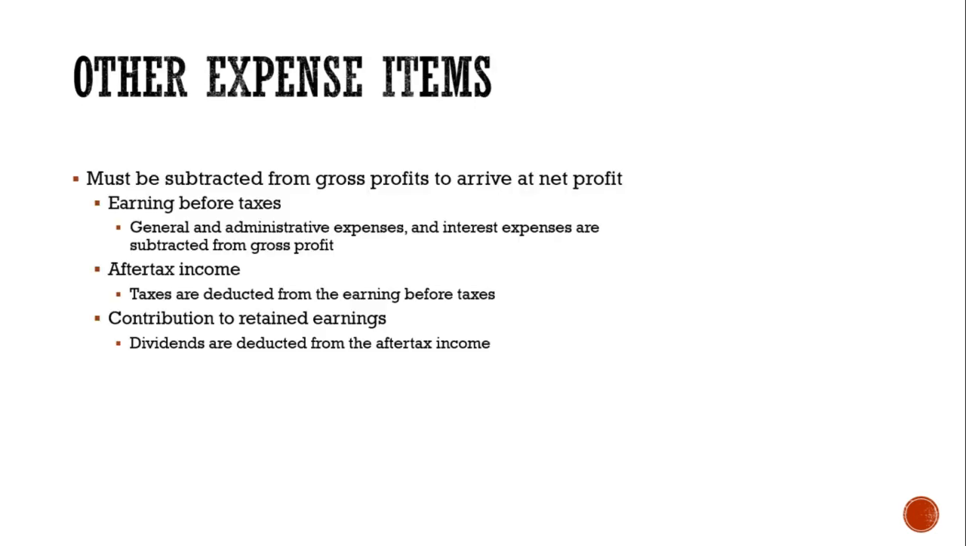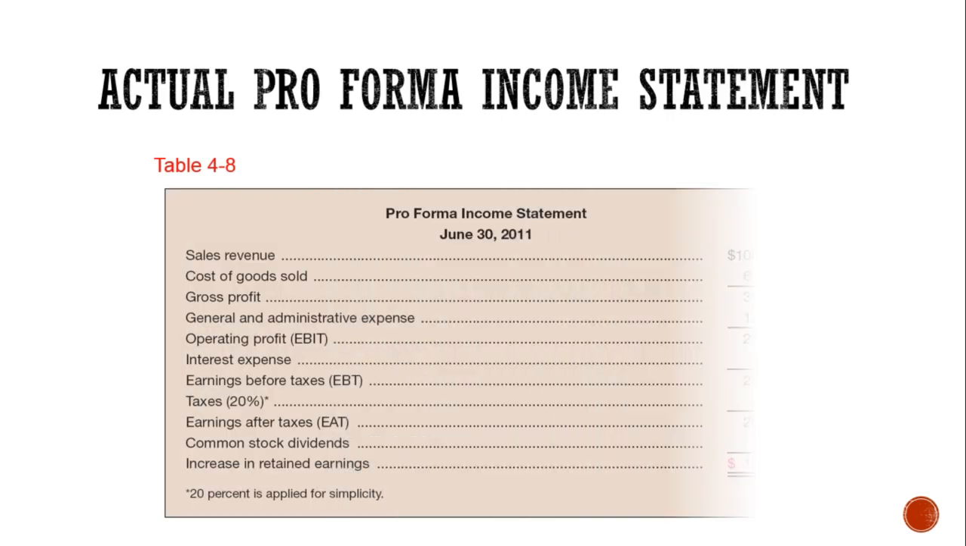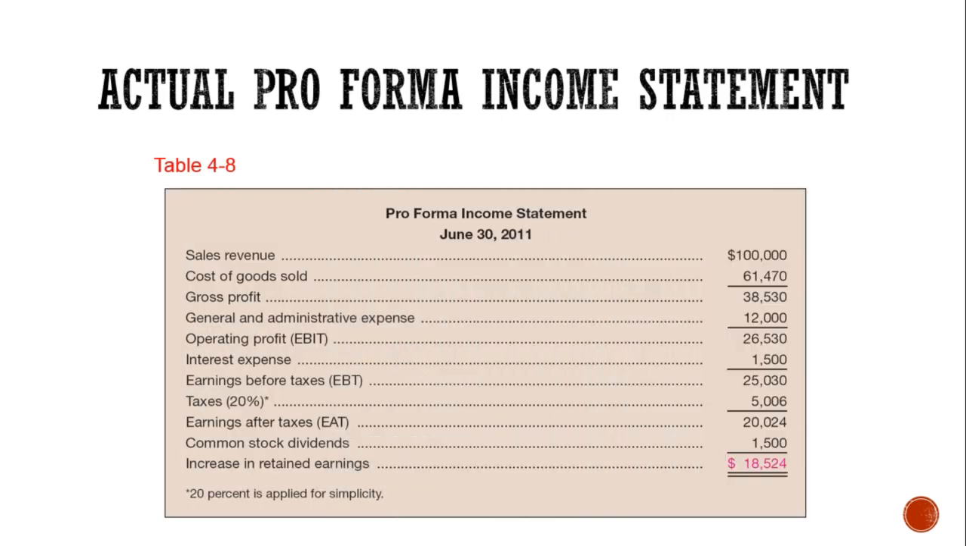Other expense items to keep in mind must be subtracted from gross profit to arrive at net profit, earnings before taxes. General and administrative expenses and interest expenses are subtracted from gross profit as well. That gives you your after-tax income. Taxes are deducted from the earnings before taxes, and the contributions to retained earnings, if you want to roll it back into the company, and also dividends are deducted from the after-tax income. And this actually comes out to your pro forma income statement that's created from the example we had given.